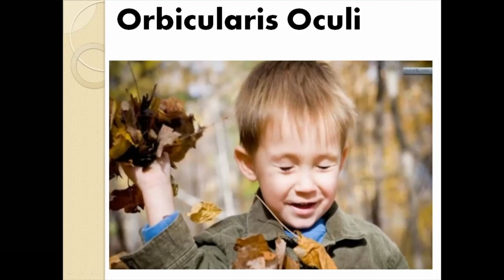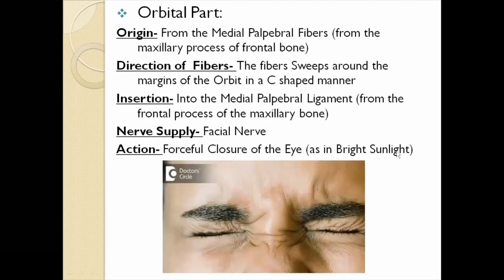Before we jump into the main topic, I would like to make a note that all the muscles are dealt with under mainly four headings: the origin, the insertion, the nerve supply, and the action. Okay, this is quite an important topic which every first year out there needs to remember. Now we'll begin with the orbital part of the orbicularis oculi.